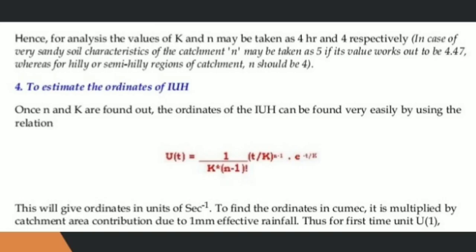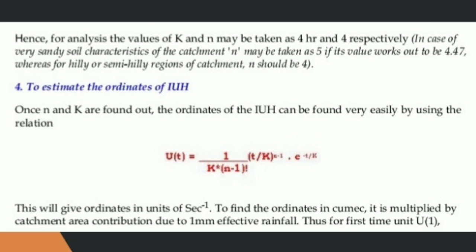Hence, for analysis, the values of K and N may be taken as 4 hours and 4 respectively. In case of very sandy soil characteristic of the catchment, N may be taken as 5 if its value works out to be 4.47, whereas for hilly or semi-hilly regions of the catchment, N should be 4.